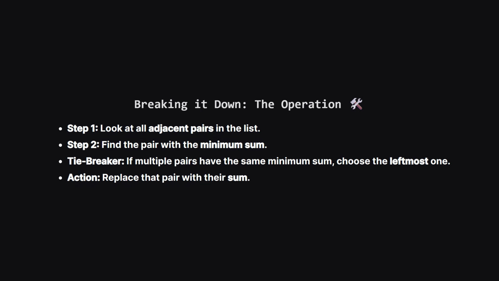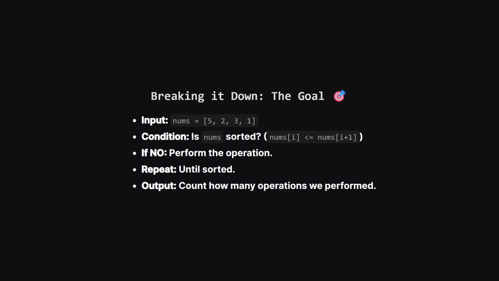So what is this operation exactly? It's very strictly defined. First, we look at every pair of neighbors in our list. We calculate the sum for each pair. We need to find the pair that gives us the smallest total sum. If there are a few pairs that tie for the smallest sum, we just pick the one that appears earliest in the list. Once we've picked the winner, we squish those two numbers together, replacing them with their sum. So the list gets shorter by one number each time we do this. The goal is simple. Keep doing that operation until the list is sorted.